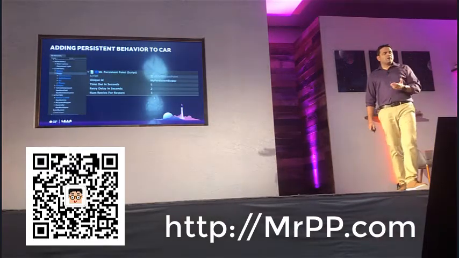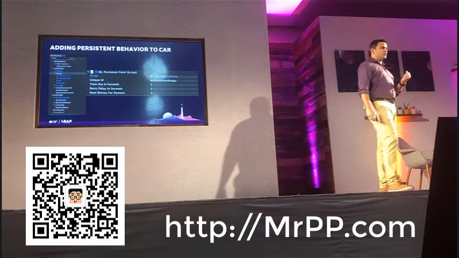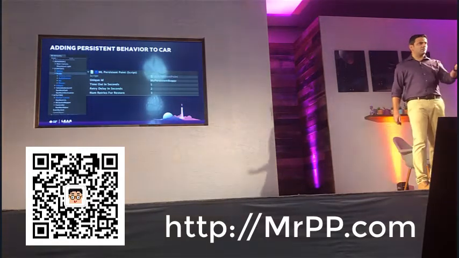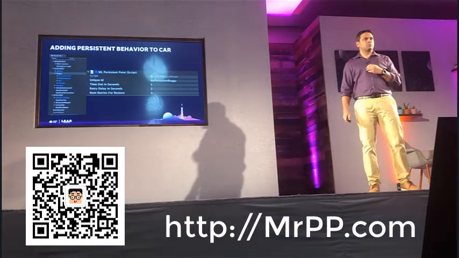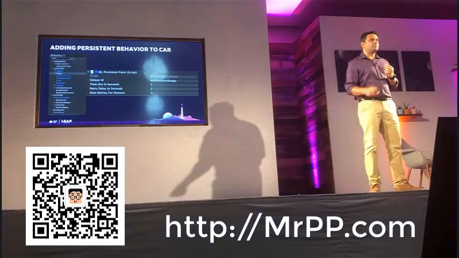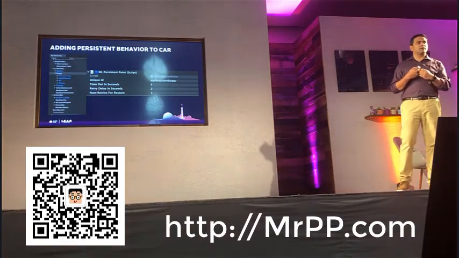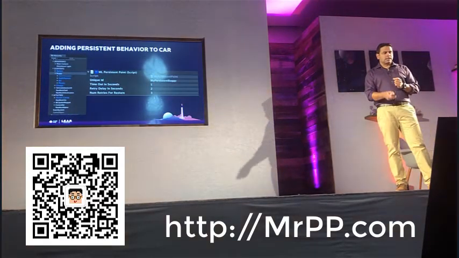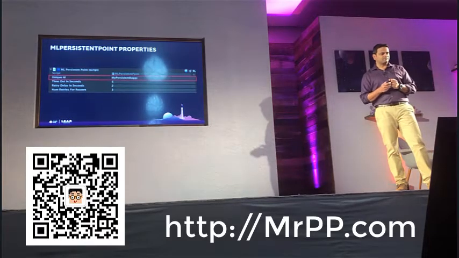All right, let's see how we can add persistence to our Drive project. Since I want to remember the position of the car or the buggy object here, I'm going to first start by adding the ML persistent point behavior. ML persistent point is the one that implements persistence in our Unity package. Let's look at some of the important properties of this behavior.